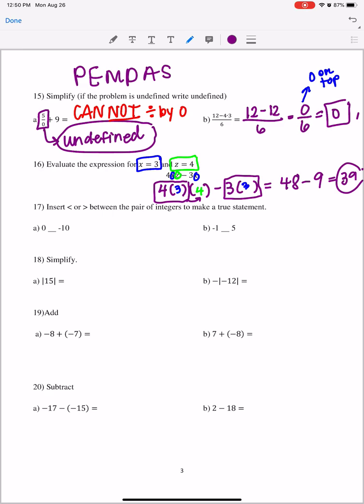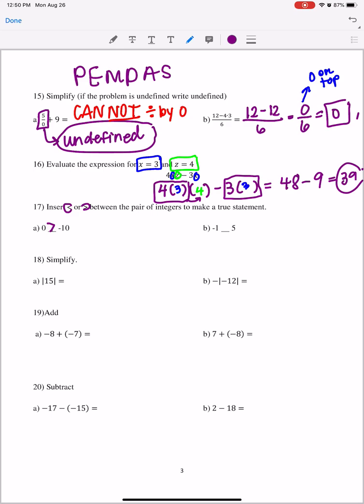Insert your less than or greater than in between the integers to make a true statement. So remember to kind of turn these into Pac-Mans, and the Pac-Mans want to eat the bigger number. So what number is bigger, 0 or negative 10? That's going to be 0. So 0 is greater than negative 10 is how that reads.